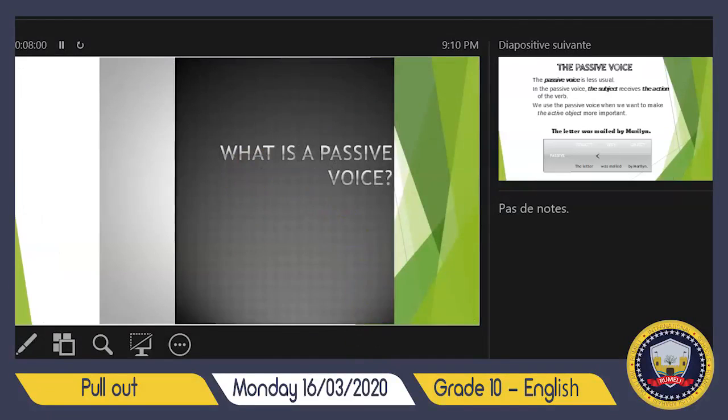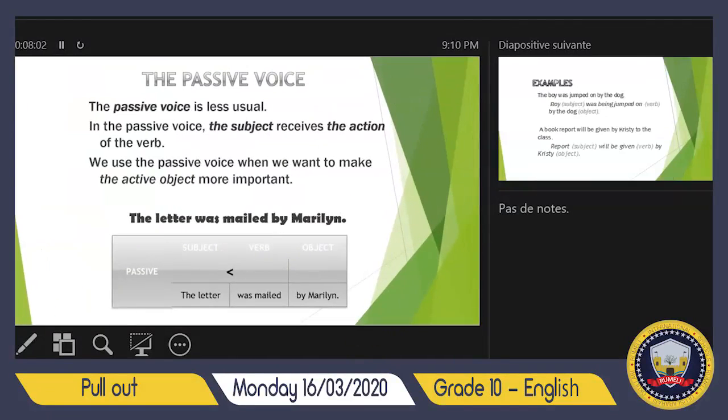Now, what is the passive voice? The passive voice is less usual. Mainly we use it in writing, not in speaking. So in the passive voice, the subject receives the action of the verb. Okay? We use the passive voice when we want to make an active object more important. Example, the letter was mailed by Marilyn. Okay? The letter was mailed by Marilyn. So, the object is more important in this sentence than the subject. Okay? Here.